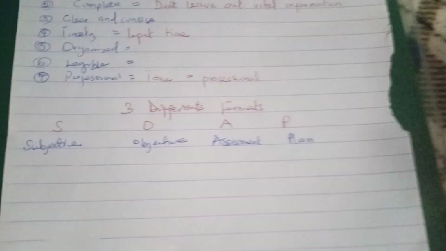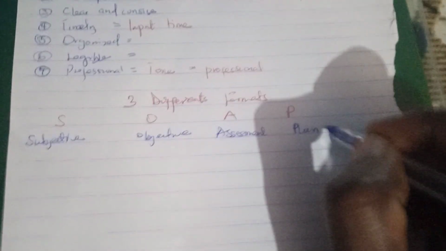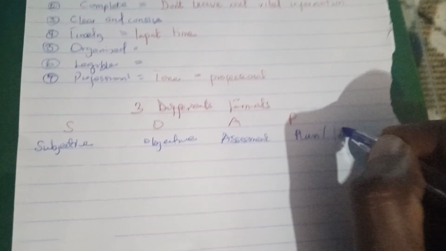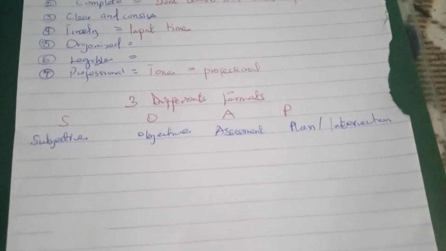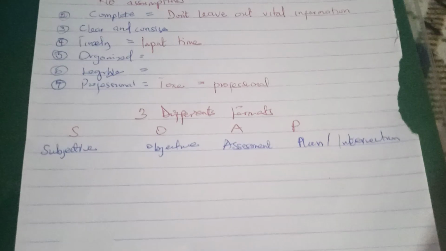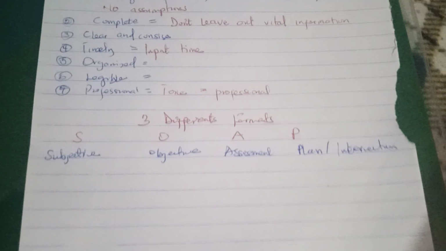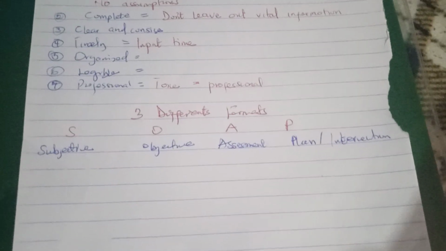And the last one is the plan of action. So what to do based on your assessment. So here it's more like an intervention. So you have subjective data, objective data, an assessment, and what to do next, which is your plan.